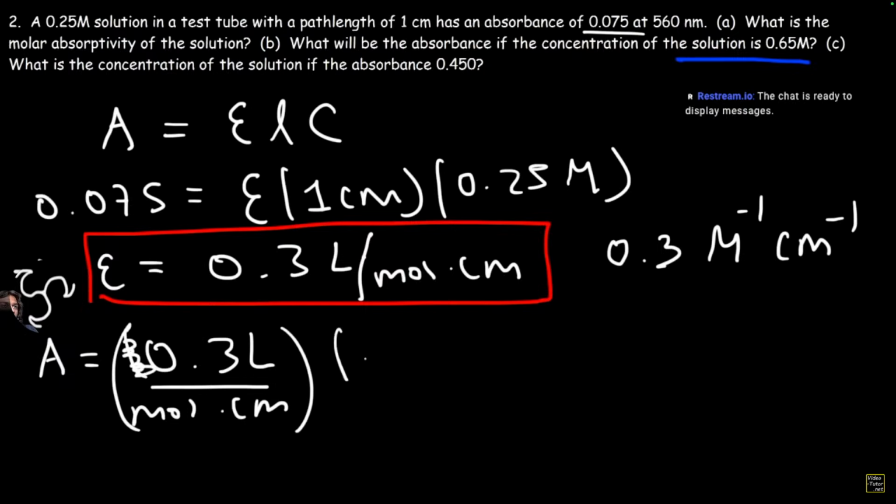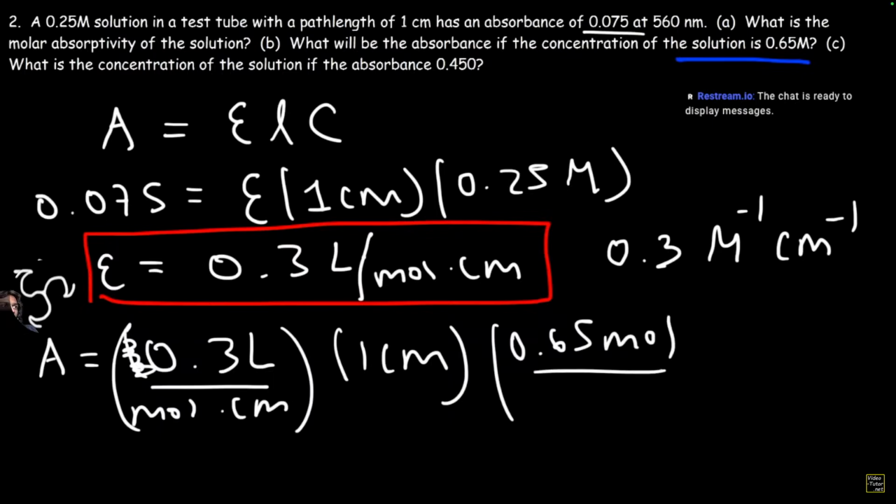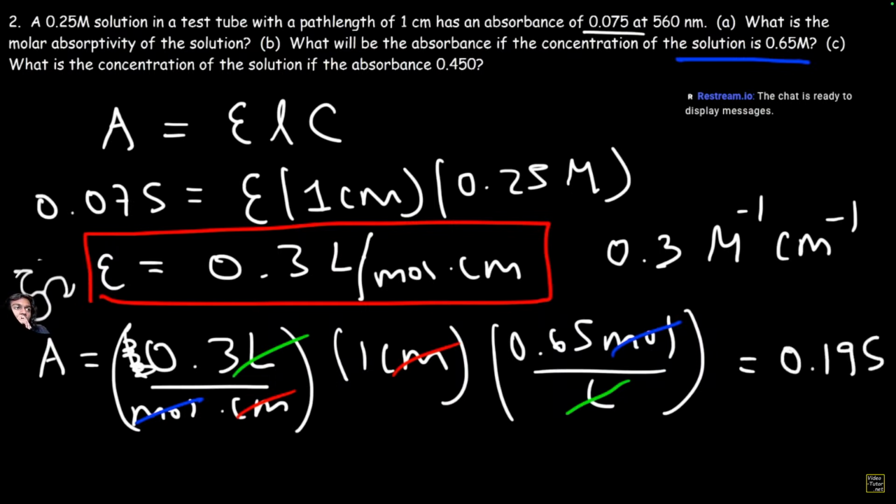And the path length is 1 centimeter. The concentration is 0.65 moles per liter. So you can see that the unit liters will cancel, centimeters will cancel, and moles will cancel. So absorbance is unitless. So it's just going to be 0.3 times 1 times 0.65. So in this example, the absorbance is 0.195. So that's the answer for part B.